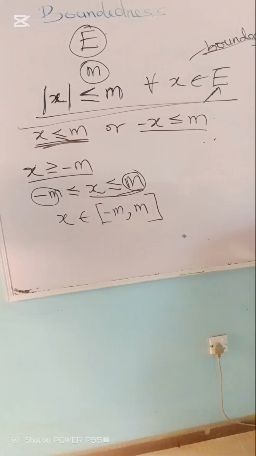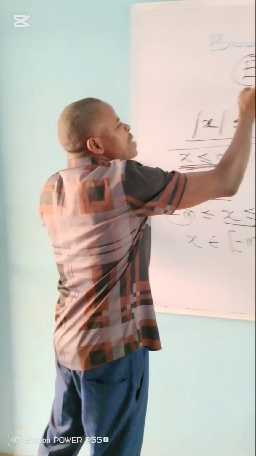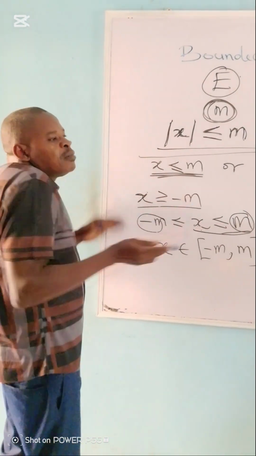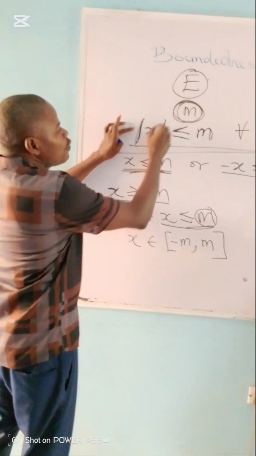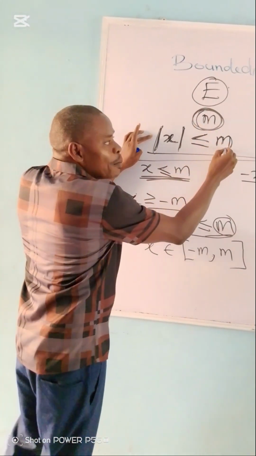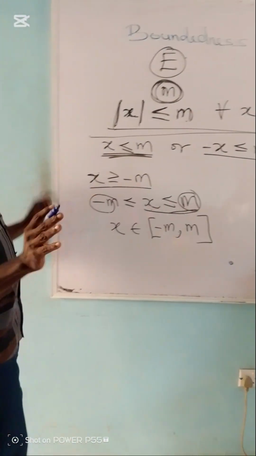When they ask what boundedness is, or when do we say a set is bounded, you can say that there should be a real number such that the absolute value of x is less than or equal to that particular number for all x in the set, then that particular set is bounded.